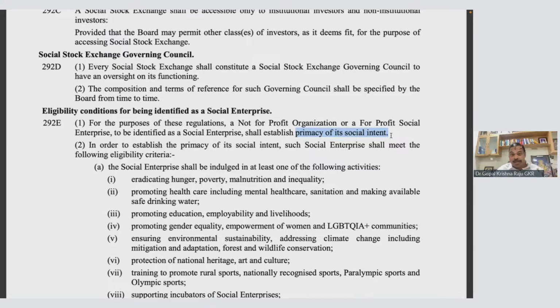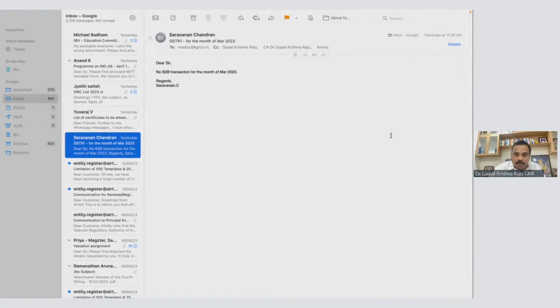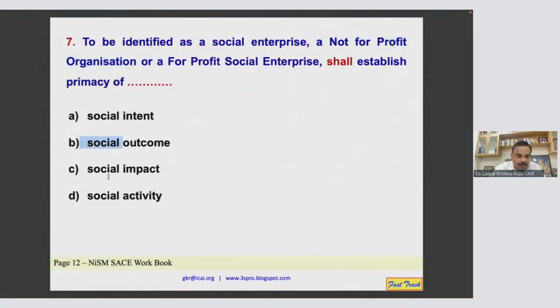What do you want to do? Even when you want to start a business, the first question they will ask you is, which business? Then only they will ask where you are doing the business, who are your customers, what is your turnover, what do you do. All this is next, secondary. The starting point is social intent. So primacy of social outcome and impact are all secondary. Intent is first. So 7A. Okay, good.